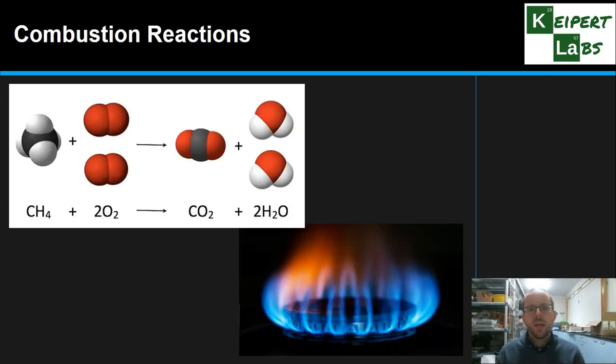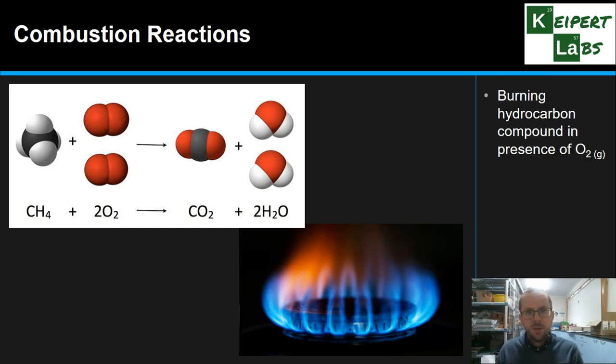Now let's look at combustion reactions. The sort of thing that helps to keep us warm when it's winter, helps us to cook our food, is this type of chemical reaction. So combustion involves the burning of a hydrocarbon compound in the presence of oxygen gas. So a hydrocarbon is a compound that contains predominantly carbon and hydrogen atoms. Okay, so we're not talking about ionic compounds, we're not talking about other kinds of combinations of elements, we're focusing on this type of thing, combustion generally speaking. And certainly the burning in the presence of oxygen is kind of a fundamental aspect.